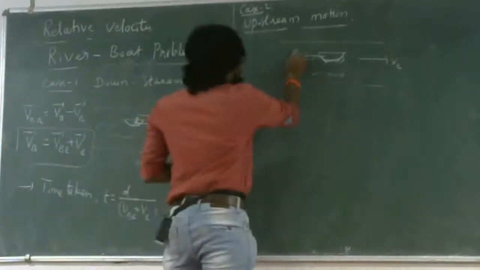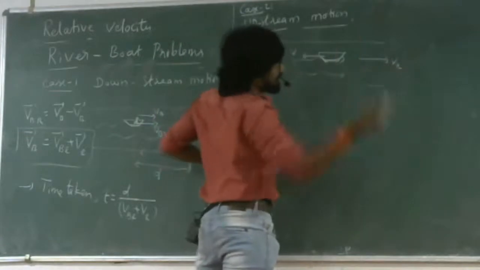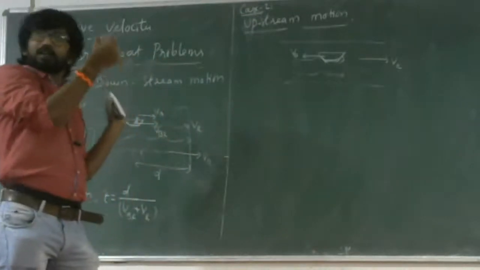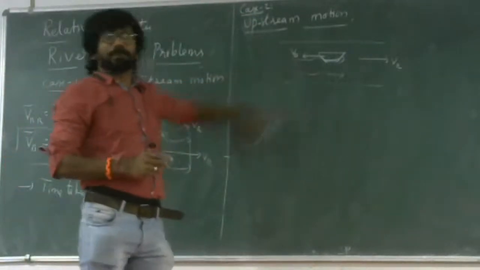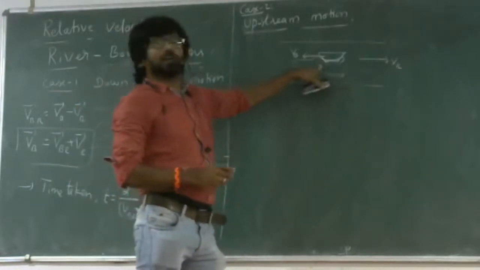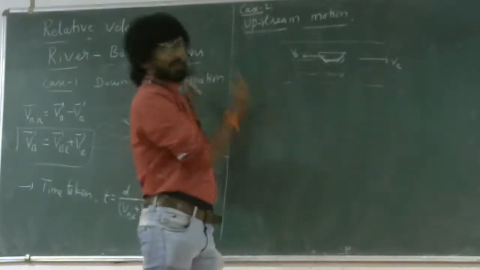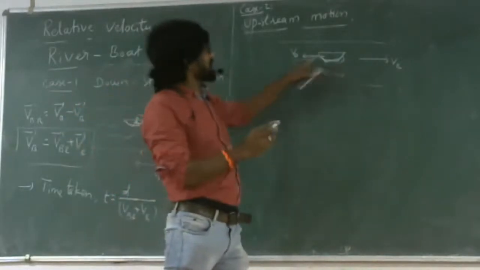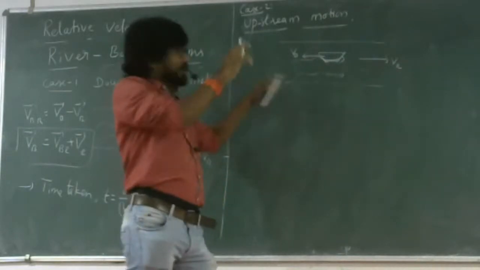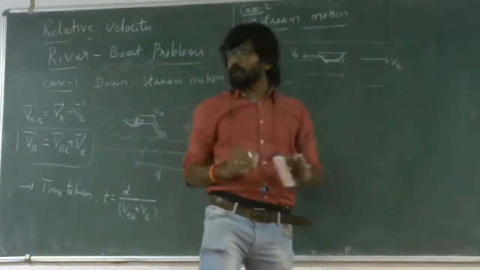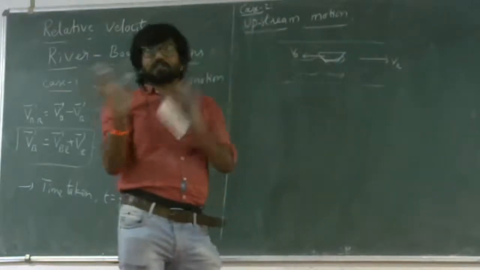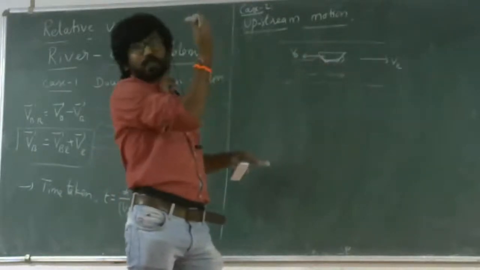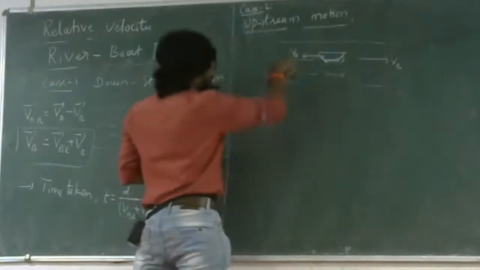The velocity of the river, if you observe from the ground, is towards the right. Even though the boat is trying to move forward, some other case will come. If the velocity of the boat is lesser, it may be dragged downward. That is also a possible case. But we are considering the case where the velocity of the boat is dominant, so it will move upstream. Okay, so then the velocity of the boat with respect to the river will be what?